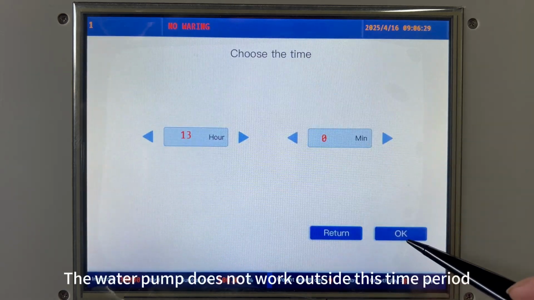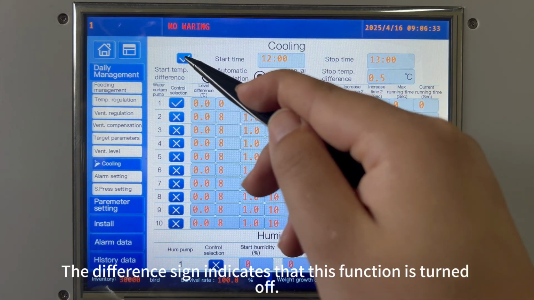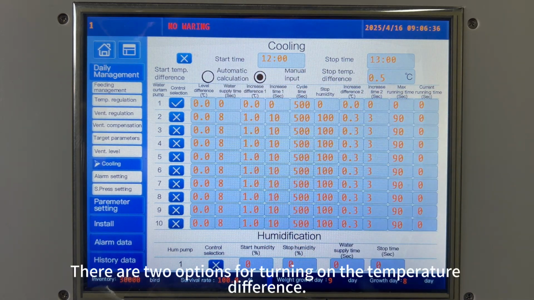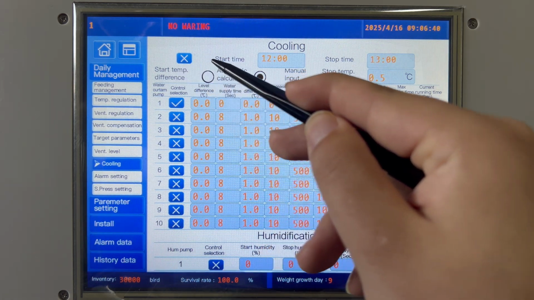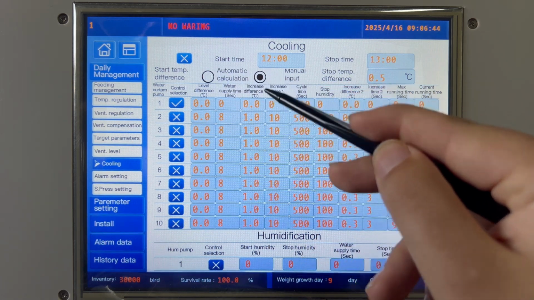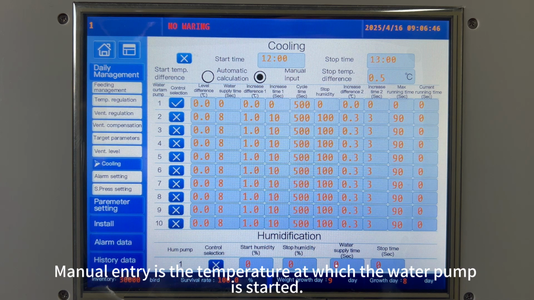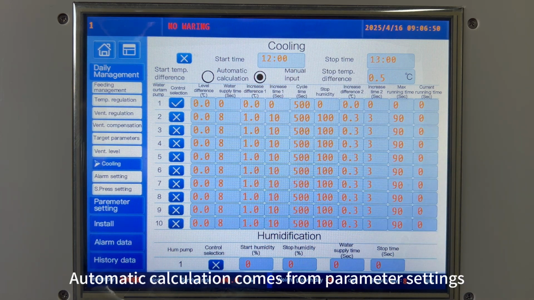The water pump does not work outside this time period. The cross sign indicates that this function is turned off. There are two options for turning on the temperature difference. One is automatic calculation. The other is manual entry. Manual entry is the temperature at which the water pump is started. It's up to us. Automatic calculation comes from parameter settings.